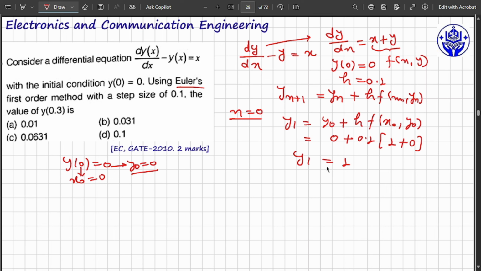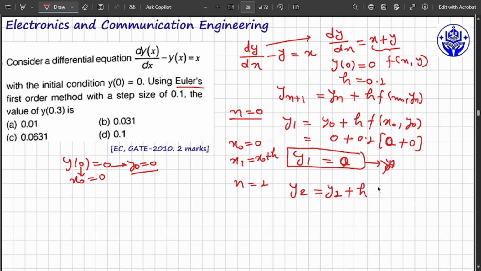So y1 equals 0, since x0 is also 0. Now I'm putting n equals 1. Here my x0 equals 0, then x1 equals x0 plus h, the next one. This will be y1 plus h of f of x1, y1. Then y2 equals, what is y1?